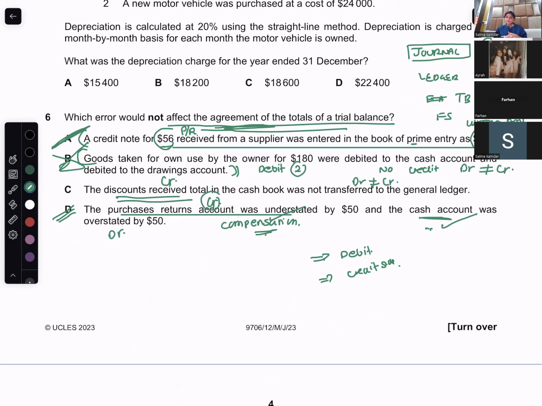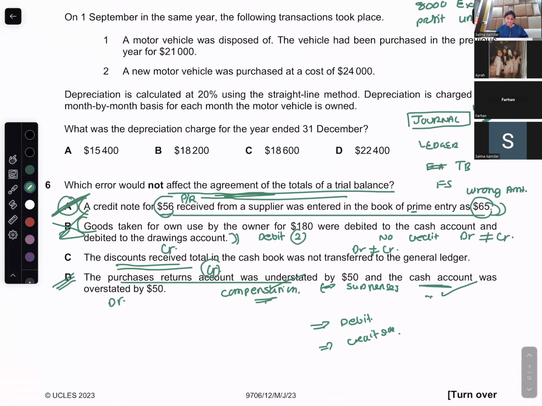Which option will you choose? In this, there is a role of suspense account that will come into picture. But in A, there is an error that is happening right from the first stage. There is no role of suspense account coming into picture. The correct option is option A.